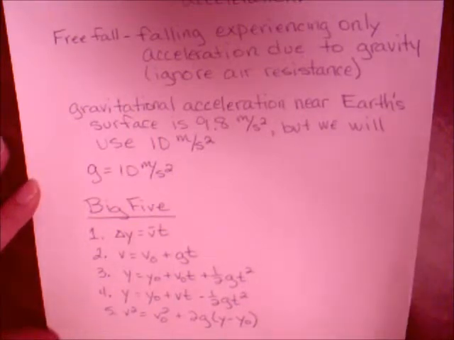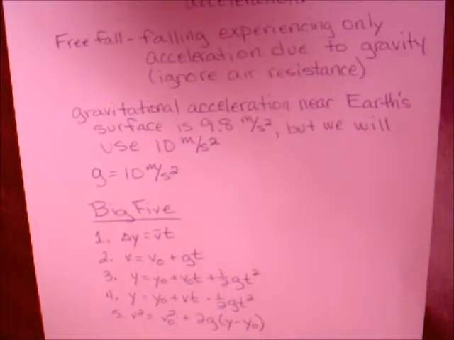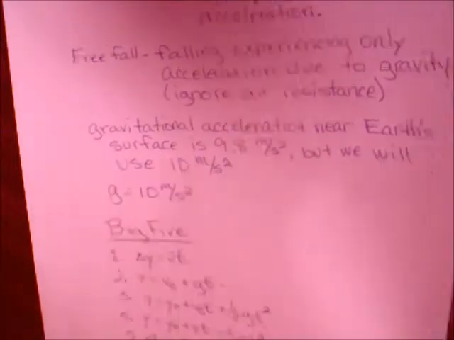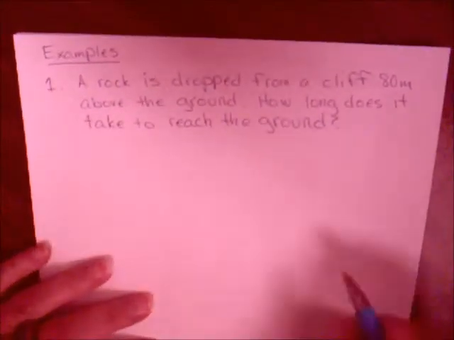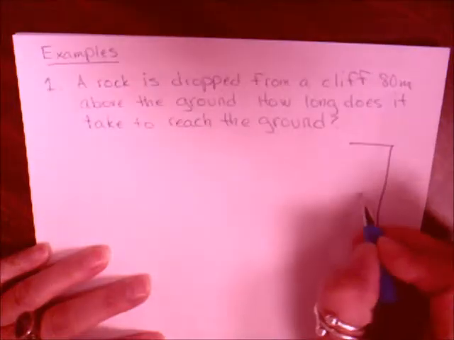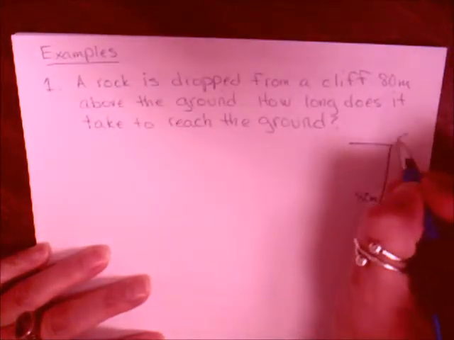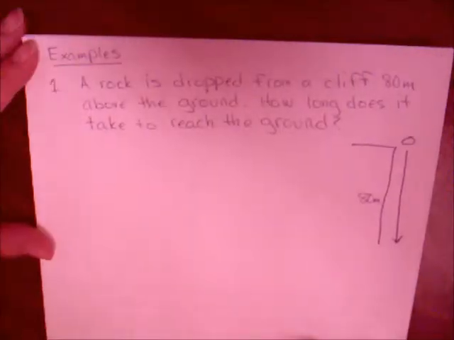I'm going to work a couple of example problems for you, so you can pause this if you need to get the rest of these notes. The first one I'm going to work for you is: a rock is dropped from a cliff 80 meters above the ground. How long does it take to reach the ground?